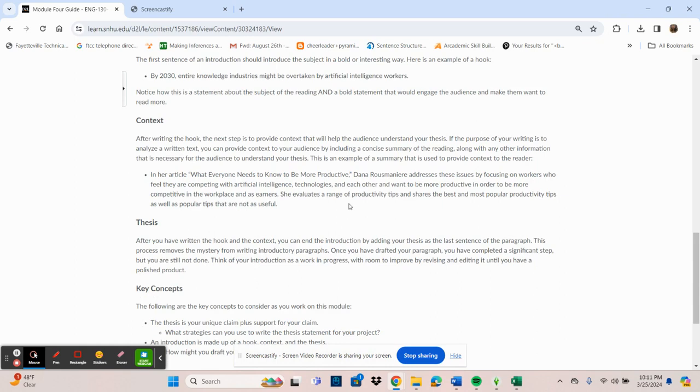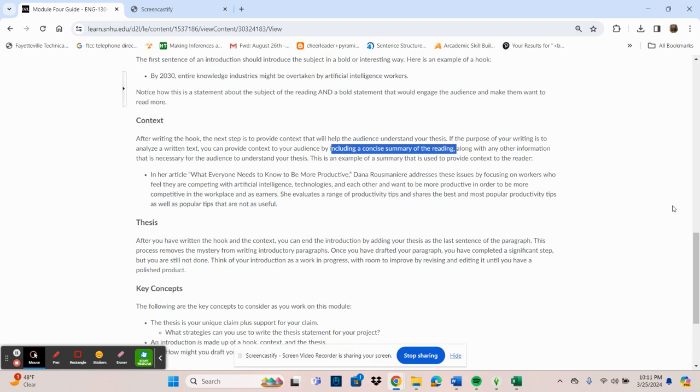After writing the hook, the next step is to provide context that will help the audience understand your thesis. If the purpose of your writing is to analyze a written text, you can provide context to your audience by including a concise summary of the reading. This is very important. Guys, it says a concise summary. That just means give me a really brief synopsis, really brief snapshot of the text you read.